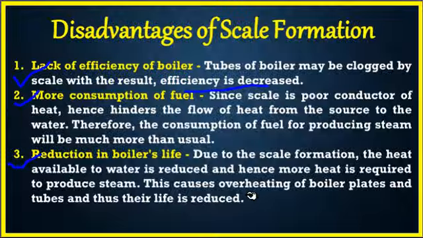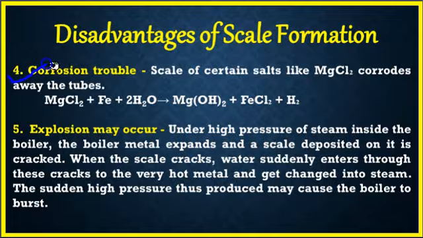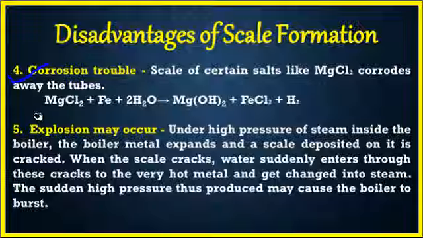Third one is the reduction in boiler life. Due to the scale formation, the heat available to water is reduced and hence more heat is required to produce the steam. This causes overheating of boiler plates and tubes. Thus, the life of the boiler is reduced due to the overheating. Next one is the corrosion trouble. Due to the presence of various salts, corrosion may take place of the boiler tubes, which decreases the efficiency and life of the boiler.